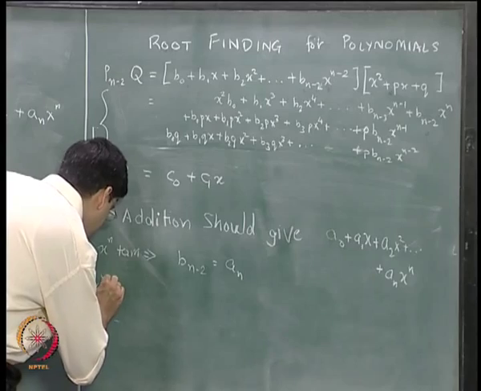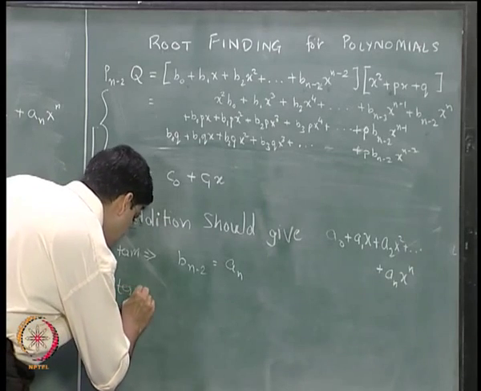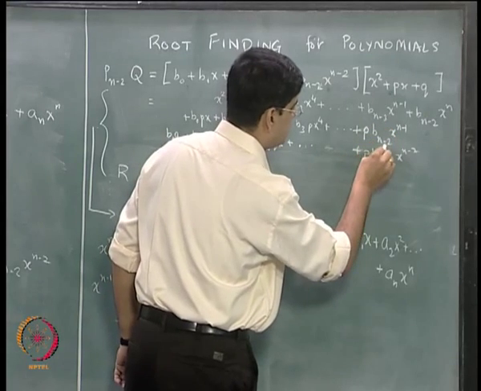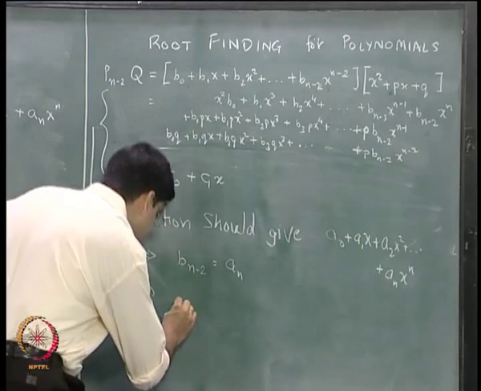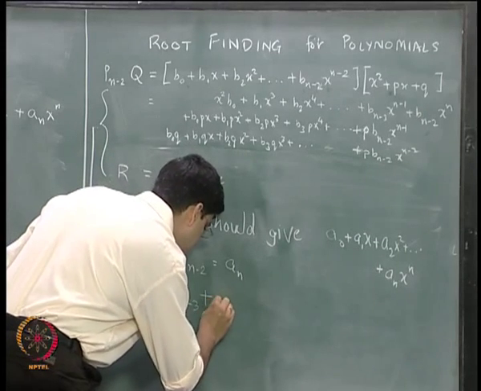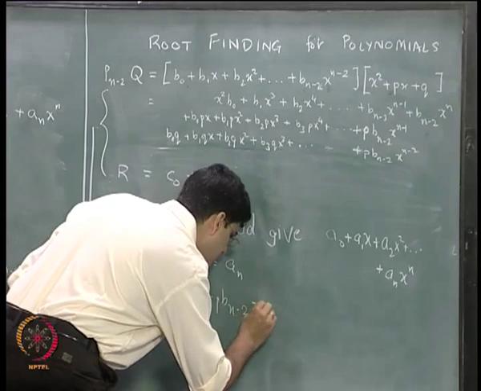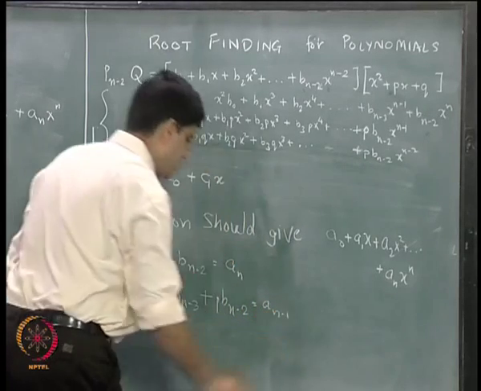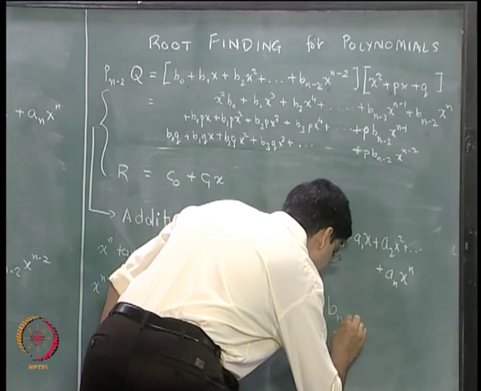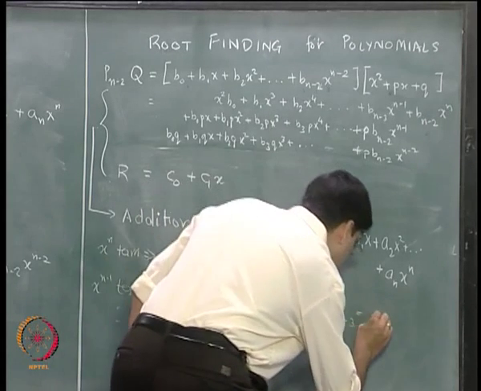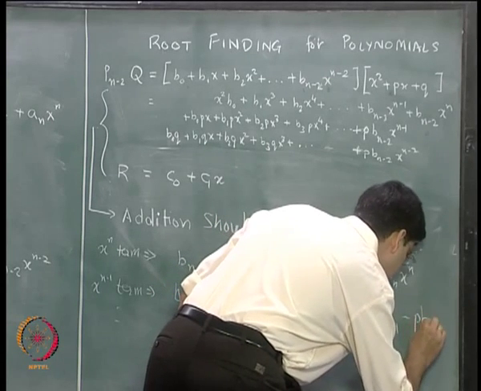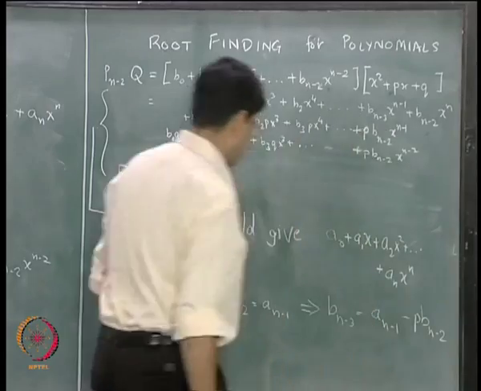Then the second expression, for the x to the power n minus 1 term, is bn minus 3 plus p times bn minus 2 equal to an minus 1, which will give us bn minus 3 equal to an minus 1 minus p times bn minus 2.